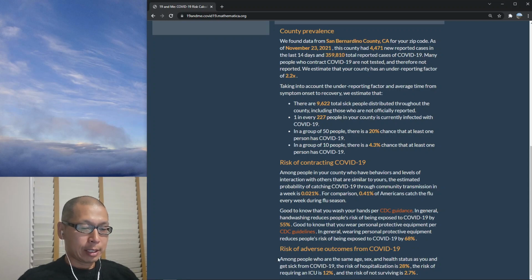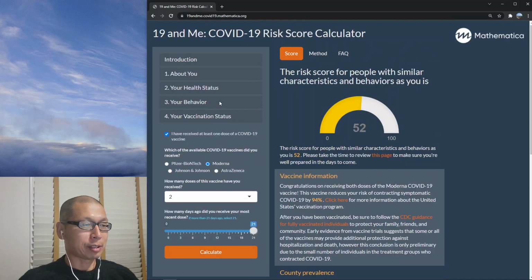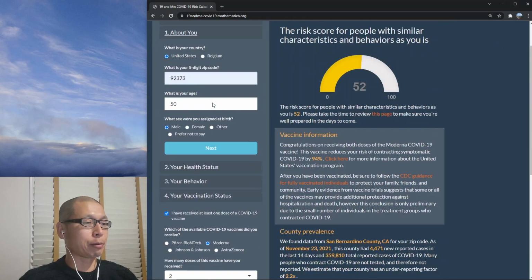Then if I do get COVID-19, my risk of hospitalization based on these risk factors, if this were me, is 28%. The risk of requiring ICU is 12%, and the risk of not surviving is 2.7%. So a 3% chance of death based on these parameters. Now you can go back in here and just play with things.